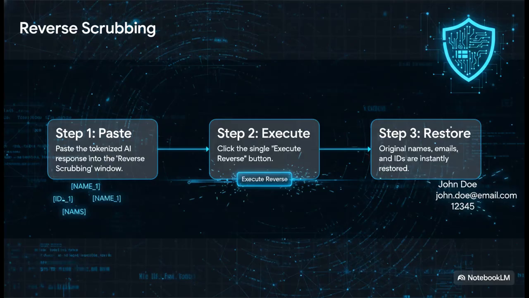It really is this simple. You take the AI's entire response, you paste it into the Unmask window, and you hit one button. And bam! Instantly, with no loading or delay, all those tokens are replaced with the original, real-world data. The process is completely seamless, but that probably has you wondering, how is that even possible?